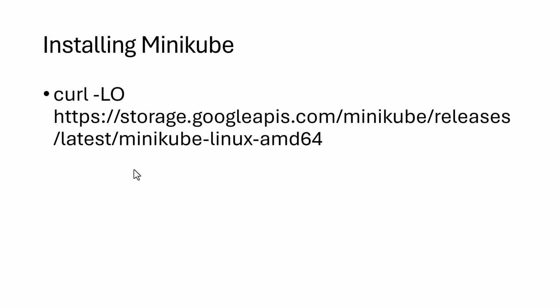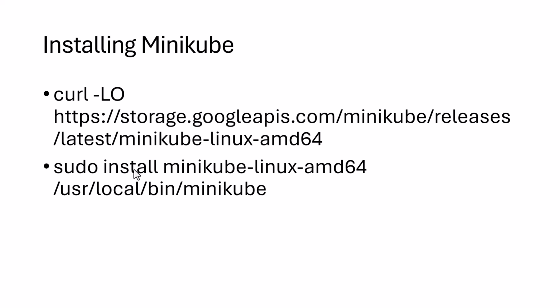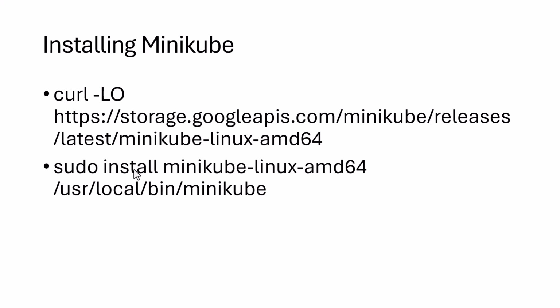In this lecture, we will start by installing Minikube. The installation command is this one. We'll have to copy and paste it into the Ubuntu Linux distribution PowerShell, and these two commands have to go side by side. Sudo install minikube-linux-amd64 /usr/local/bin/minikube. After that, we will install kubectl, but first of all, let's install Minikube.